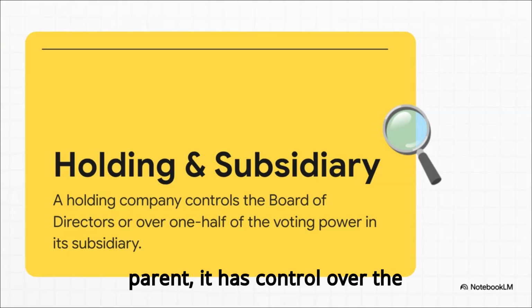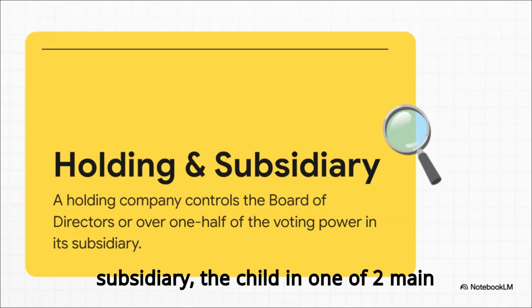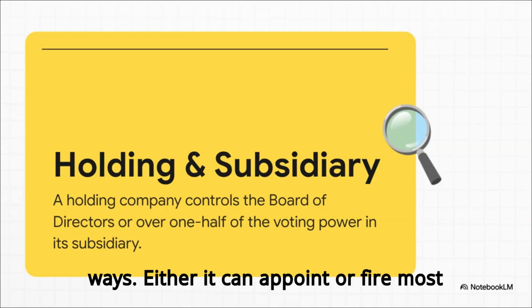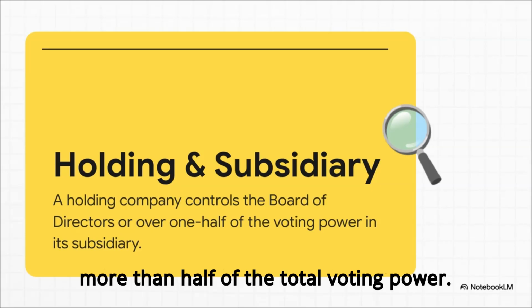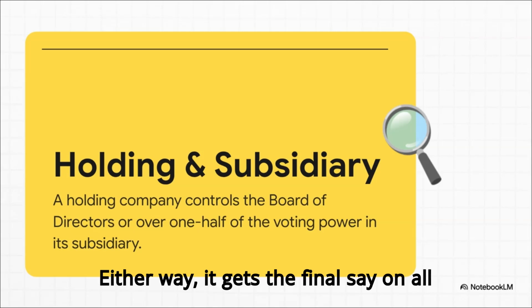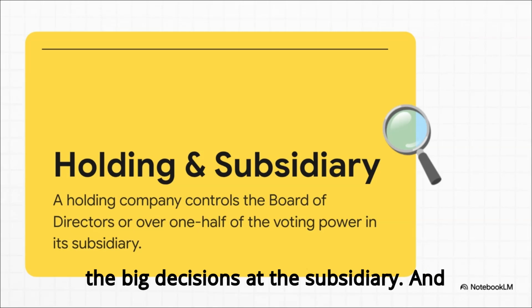It has control over the subsidiary, the child, in one of 2 main ways. Either it can appoint or fire most of the board of directors, or it controls more than half of the total voting power. Either way, it gets the final say on all the big decisions at the subsidiary.